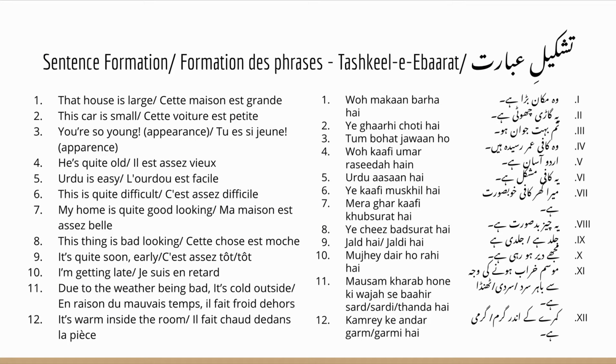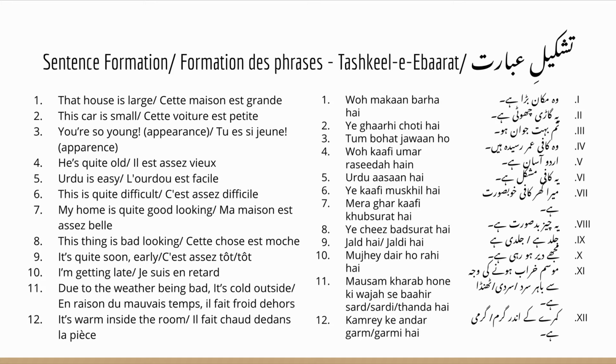First, let's go over some examples of sentence formation. Tashkil ibarat. So, house in Urdu is makan. To say that house is big, that is wo, which is the same word for he or she or it. So, वो मकान बड़ा है. Okay, वो मकान बड़ा है. And bada, as you know, means large.